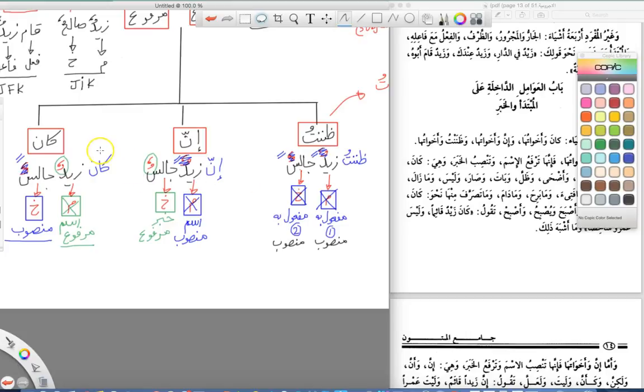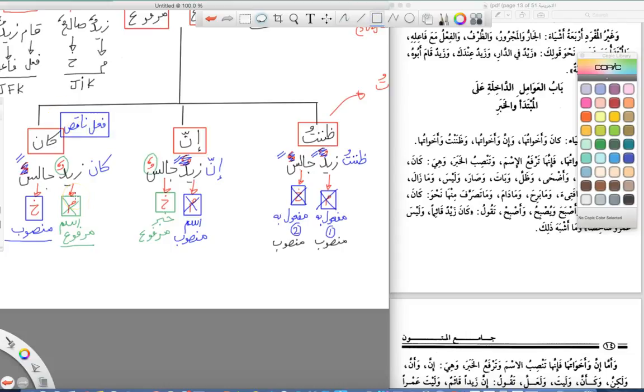So kana, this is known as fi'l naqis. This is a family, the family of what we call the fi'l naqis family.